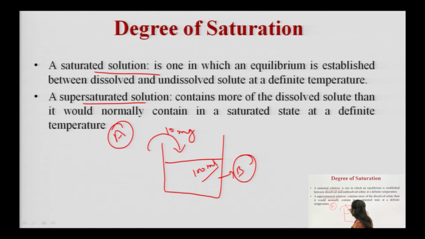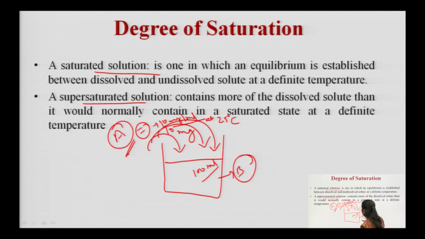Okay. So, first I added it, it mixed, and we know it was found that it has a solubility of 10 mg per ml. It was previously detected at 25 degree Celsius. Now, if I go on adding 10 mg, then again 10 mg, 10 mg and so on, I just go on adding the solute to the solvent. What happens? A stage will come when some of the solute, that is A, will not dissolve, it will remain in the undissolved condition.